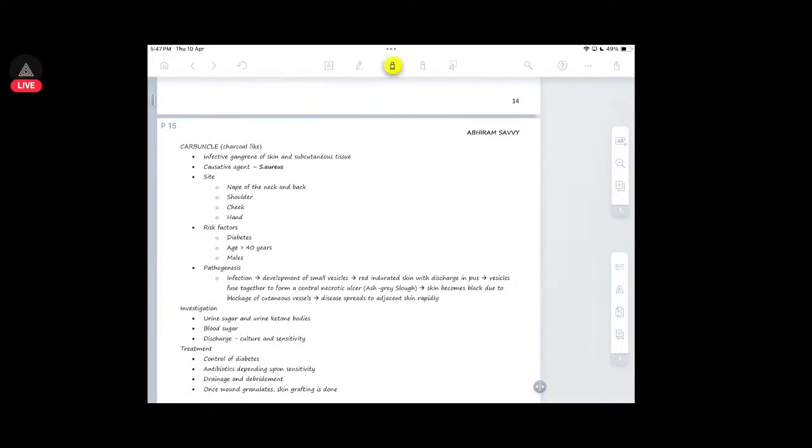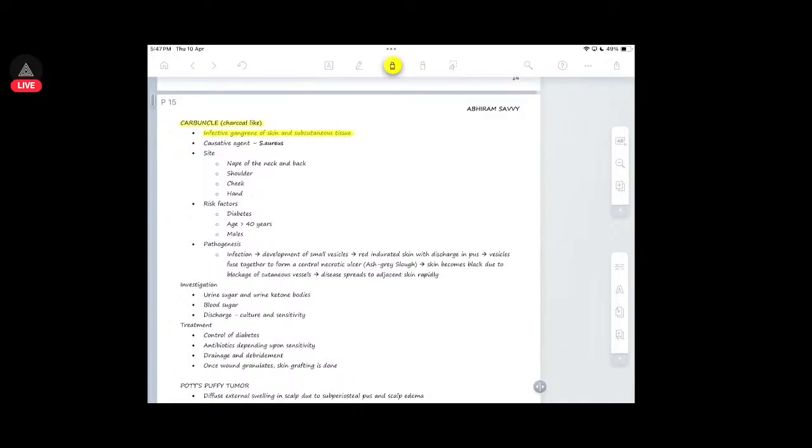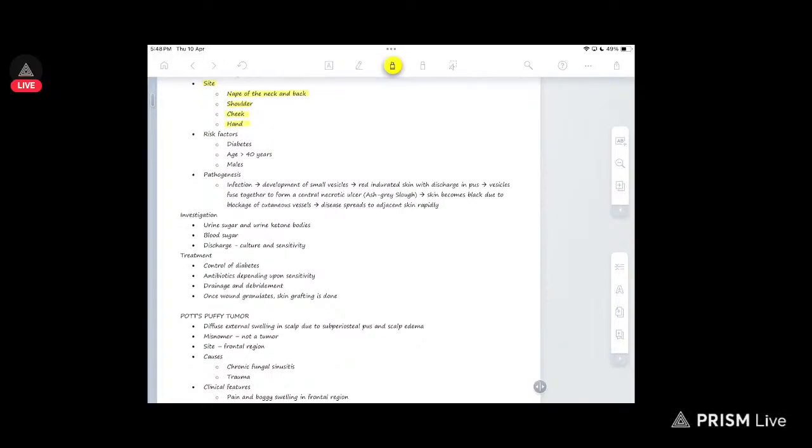Okay, then we move on to carbuncle. It is called so because it looks like charcoal. It is infective gangrene of skin and subcutaneous tissue, where the causative agent is Staph aureus. Always it is Staph aureus. Site is more in the nape of neck and back, shoulder, cheek, and hands. Risk factors: diabetes, more than 40 years old, male. Pathogenesis: infection occurs, development of small vesicles, red indurated skin with discharge of pus, which leads to vesicles fusing together to form a central necrotic ulcer, which is the ash gray sign. Skin becomes black due to blockage of cutaneous blood supply, and this spreads to adjacent skin rapidly.